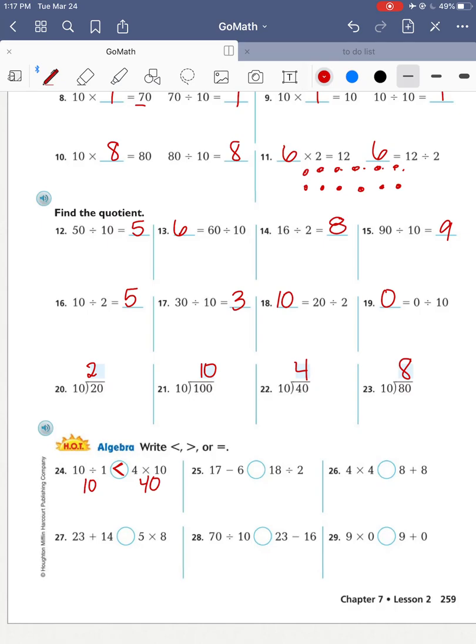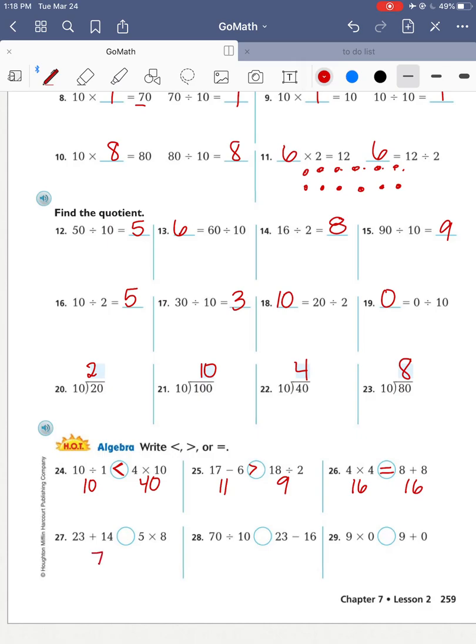The next one, 17 minus 6, is going to give us 11. 18 divided by 2 is 9. So 11 is greater than 9. 4 times 4 is 16. 8 plus 8 is 16. So since both sides equal 16, you do an equal sign.